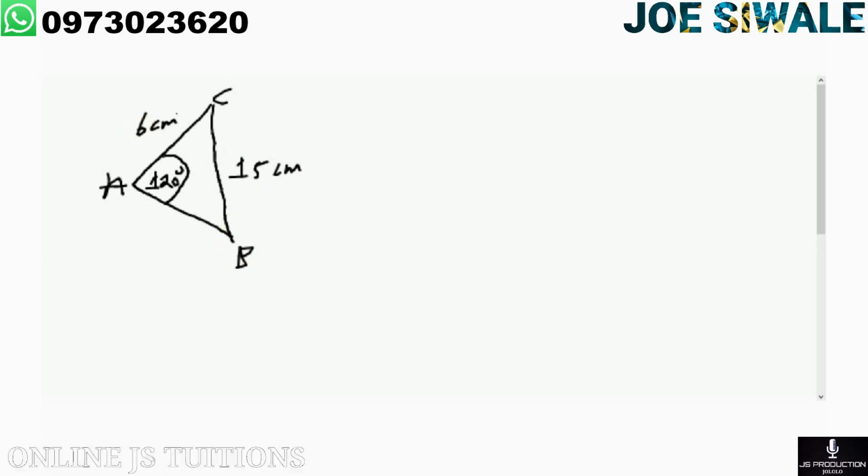Then I'm supposed to calculate the angle which is at point B. So this angle here, which is at point B. Before I write my formula, let us identify the sides. The side that is opposite to A is small letter a. The side that is opposite to B is small letter b. The side that is opposite to C is small letter c.